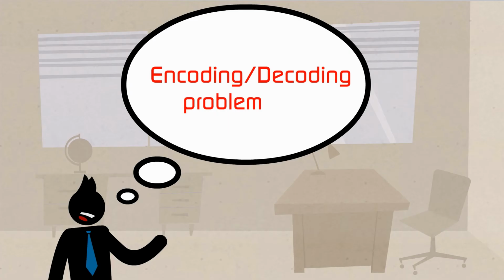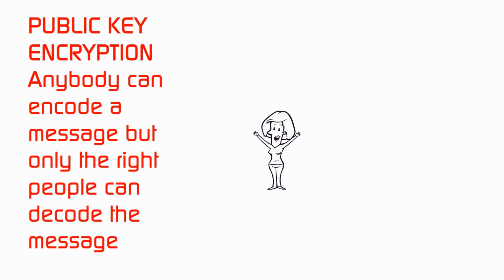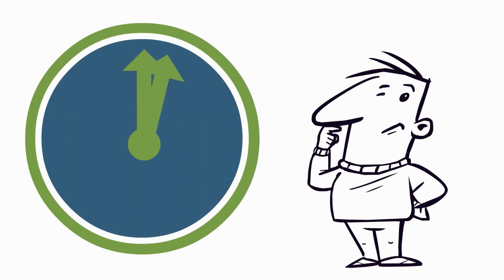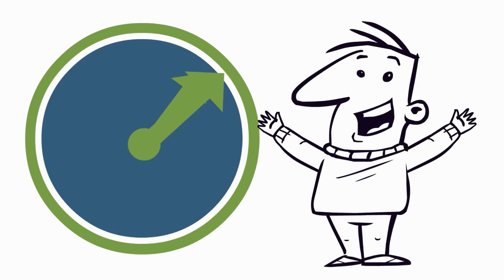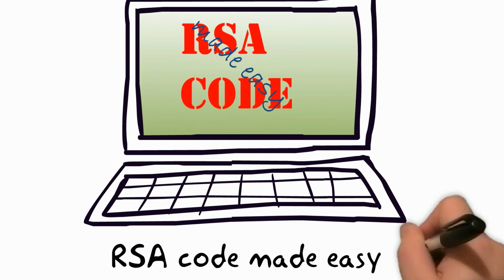Anyway, around the 1970s, some very clever mathematicians worked out a way to use prime numbers to get around this encoding-decoding problem, so-called public key encryption. So this is a system where anybody can encode a message, but only the right people can decode the message. Amazingly, in about 10 minutes, I can give you a feel for how this encoding-decoding system works. If you want all the details so that you can encode a message which only the right people can decode, then you could have a look at my video, RSA Code Made Easy, which has all the mathematical details that you would need.